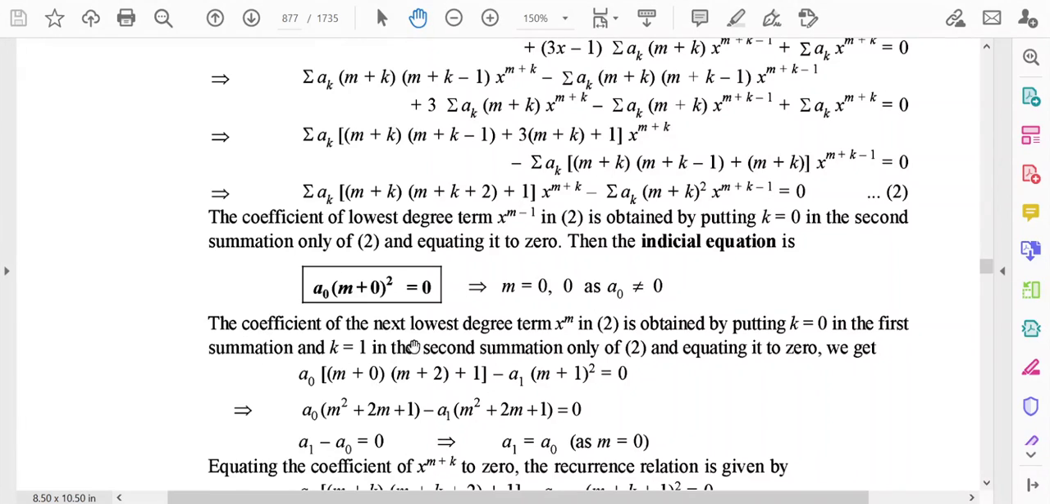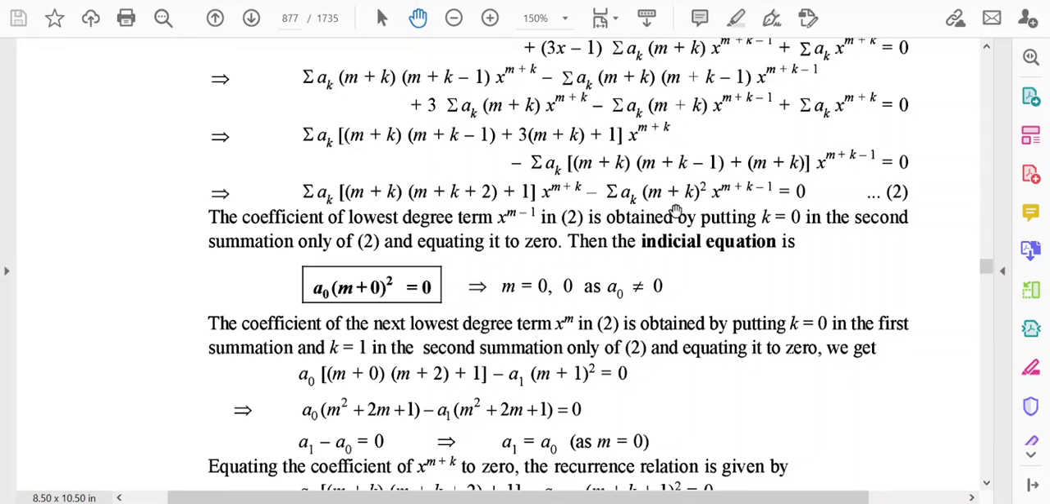And the coefficient of the next lowest degree term x to the power m in equation 2 can be obtained if we put k is equal to 0 in the first summation, because you see, if we put k is equal to 0 in the first summation, then the power of x will be m, and we have to put k is equal to 1 in the second summation. In that case only, the power of x will be m.